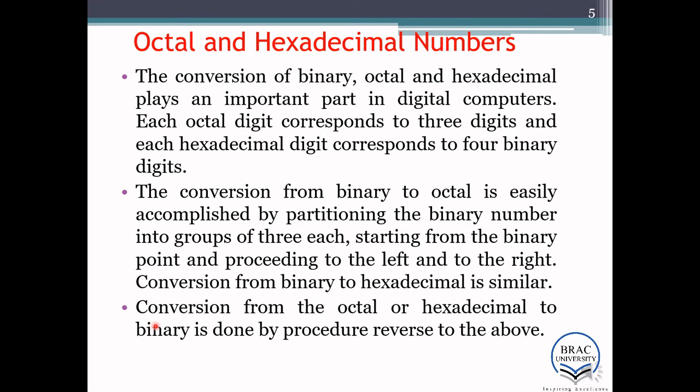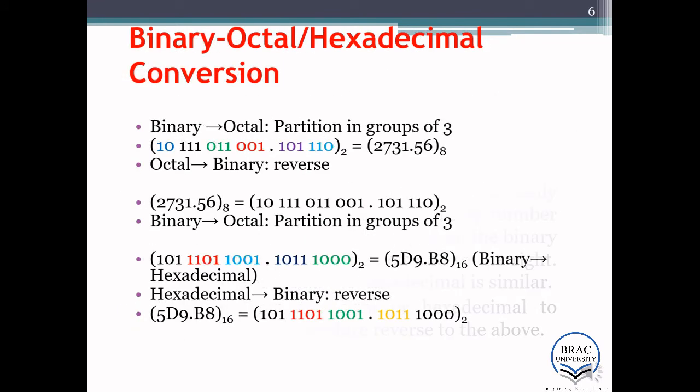So let's look at some examples, then it will be clear what we are trying to say here. Binary to octal conversion. You are given this binary number, and you need to convert it to the equivalent octal. For octal the base is 3 bits, so you need to make groups of 3 bits of binary values, like 001, the red portion, 011, the green portion, 111, the black portion, then 10. So you can put 010 in front.